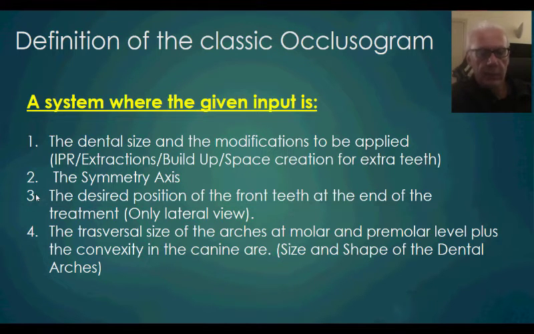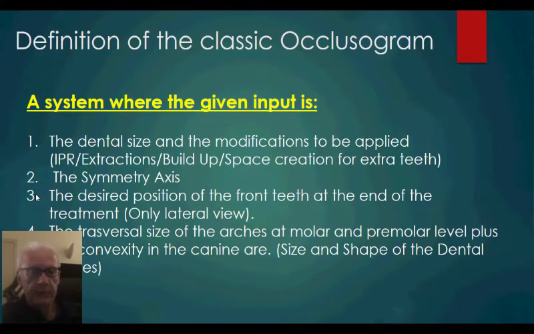And the second point will be the symmetry axis. The third point, the desired position of the front teeth. And the fourth point is the transversal size of the arch at molar and premolar level. And then you also give some information about the convexity in the canine area. All these inputs are given to the software, and here you see the step where we have the measurements of the teeth.